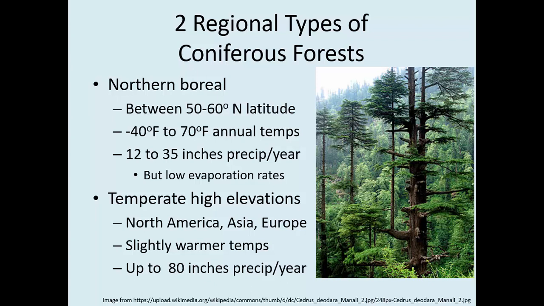So they don't get super warm. They also don't get a lot of precipitation, so they're not a rainforest. They get between 12 and 35 inches of precipitation a year. But because they are at a higher latitude and the temperatures are lower, you don't see very high evaporation rates, and so that's why they still look fairly lush and green.